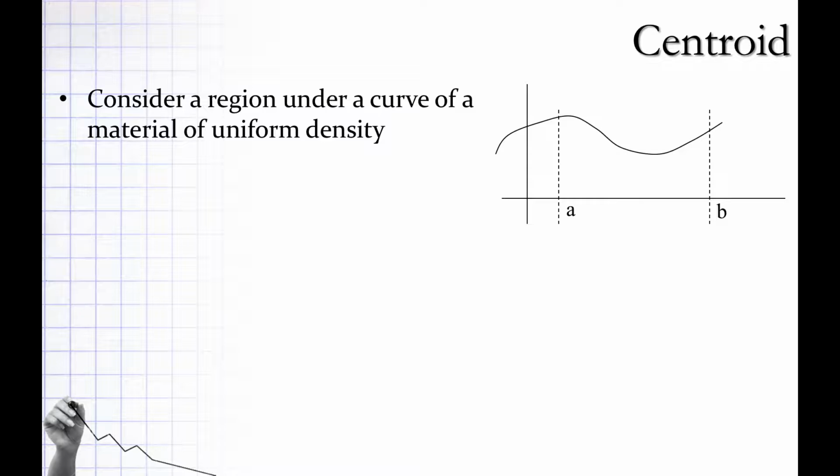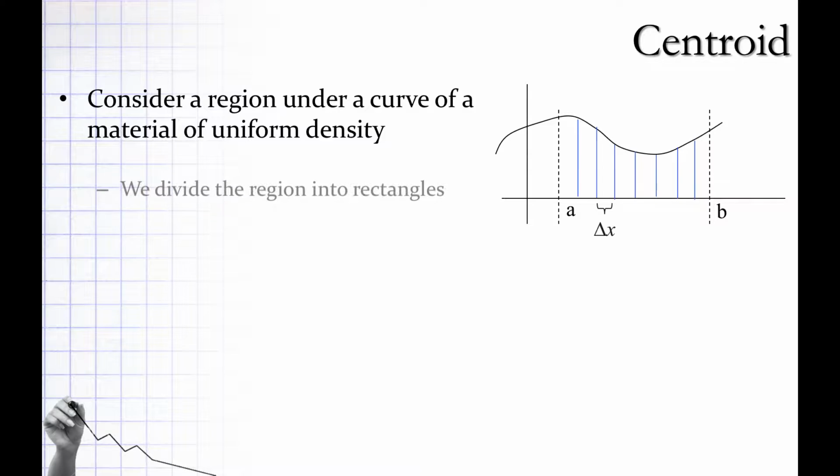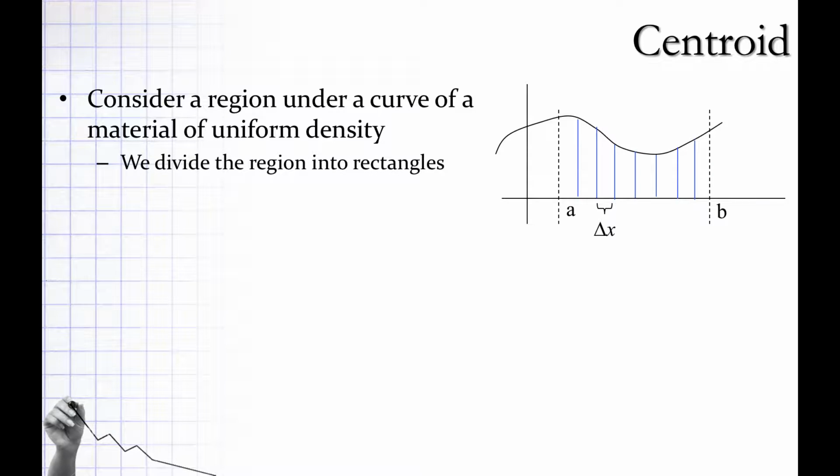Okay. So, consider a region of a curve with a material of uniform density. What's the problem here? It's an ugly curve. Yeah, obviously that's a pressing matter. We're going to divide this into rectangles. Where is this going? We won't do a Riemann sum. We'll get to do an integral.